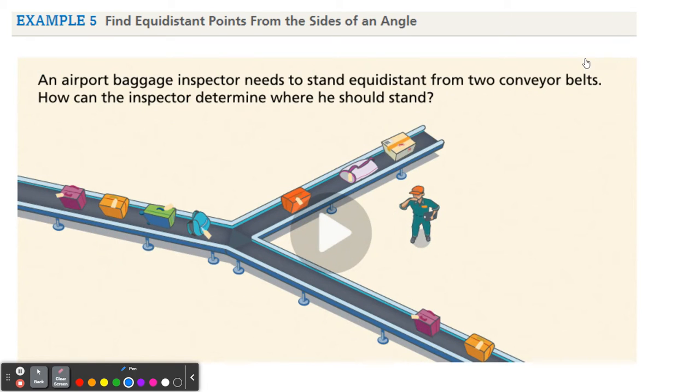All right, so now let's talk about the angle bisector theorem. So it says find equidistant points from the sides of an angle. An airport baggage inspector needs to stand equidistant from the two conveyor belts. How can the inspector determine where to stand? It's not like he has to stand equidistant from the ends of the belts. If it was the ends of the belts, it'd be points. But equidistant from the belts themselves, since the belts are acting like segments, we need to do this with an angle bisector. So what we're going to do here is find the angle bisector between the two belts. Here's belt 1, here's belt 2.